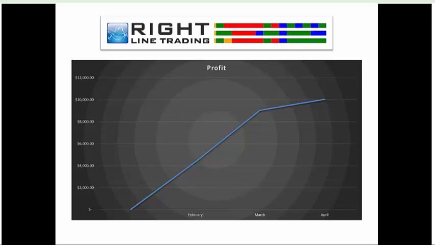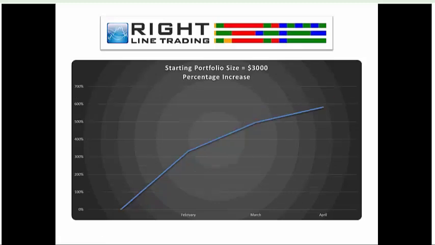Some people use the auto trader and the trading room and the software, and they trade them in separate accounts. The auto trader takes much fewer trades than I do. It's up less money, but it takes fewer trades. On the same size account, it's approaching $10,000 of profit. It's also approaching 600%. But that's on a starting portfolio size of $3,000 because it only trades three contracts. It trades one less contract.